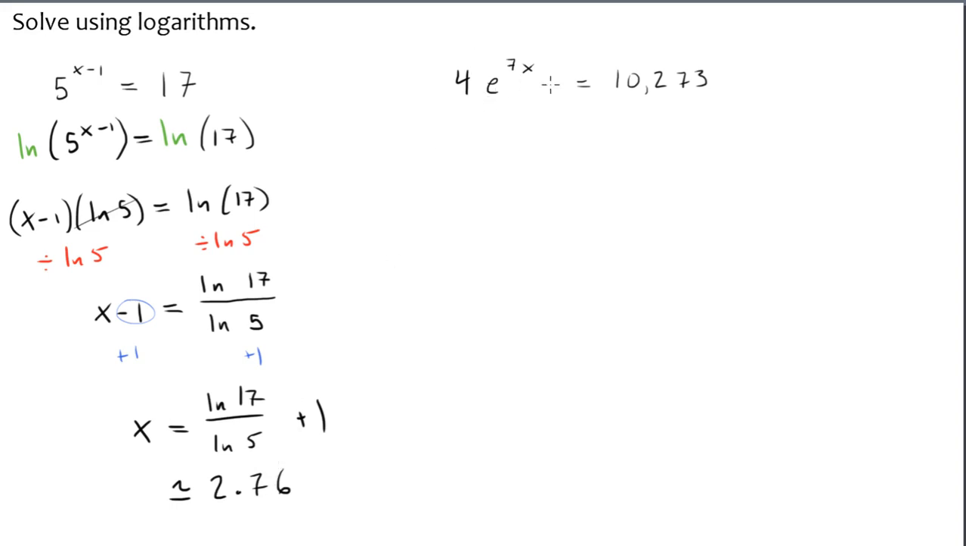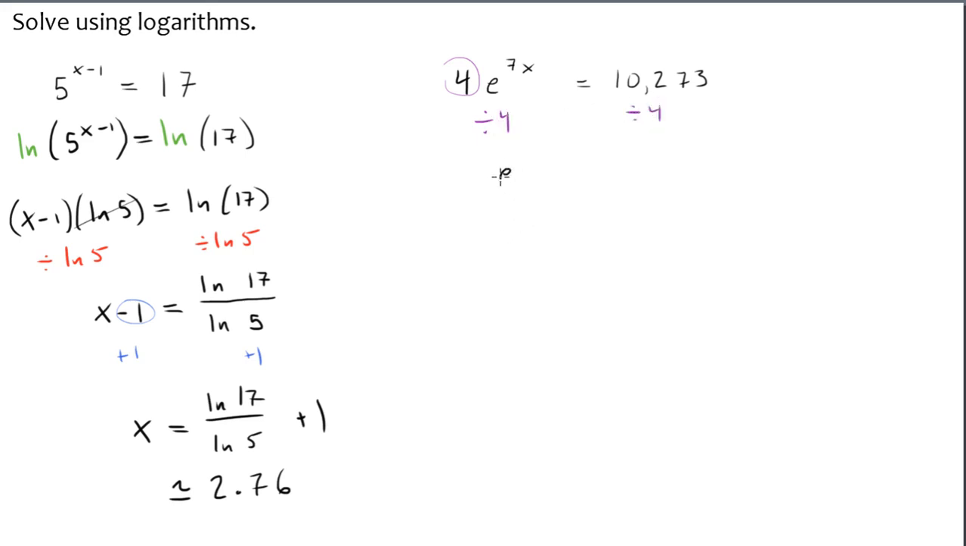Great. And let's do that with this expression right here. 4 times e to the 7x is equal to 10,273. First off, I don't want that 4, so I'm going to divide by 4.